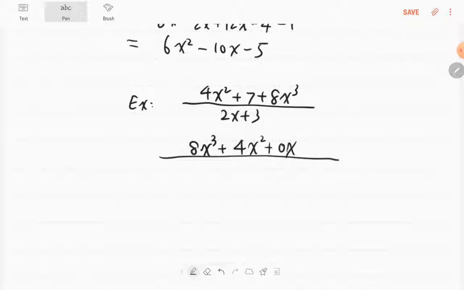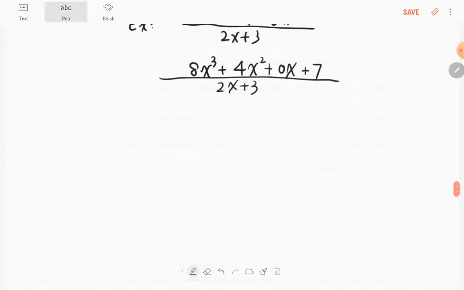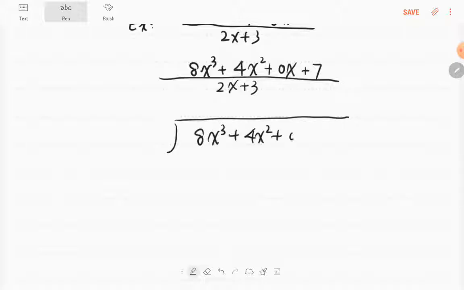Now we're going to check the last one. The number. So we insert the x term. So we put 0x here and divided by the 2x plus 3. Now, after we insert the like term, the missing term, we could do the division, do the long division, okay? So we put the dividend inside and the divisor outside.